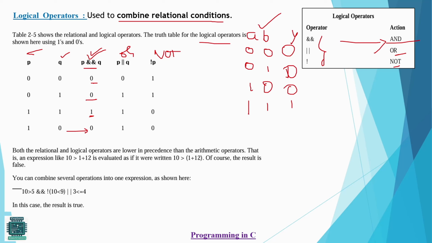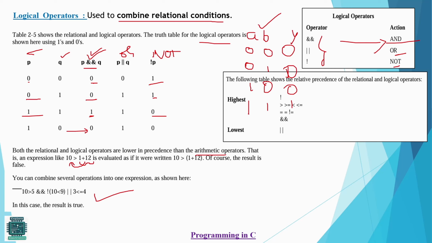Not operator means the complement one. If 0 is given, 1. If 1 is given, then 0. That's what the not operator is. Here both are lower in precedence than arithmetic operators. That is, in an expression like if 10 is greater than 1 plus 12, first we will add these two things, 12 plus 1 is 13, and then we will check the condition. Okay, and here is also another example given.